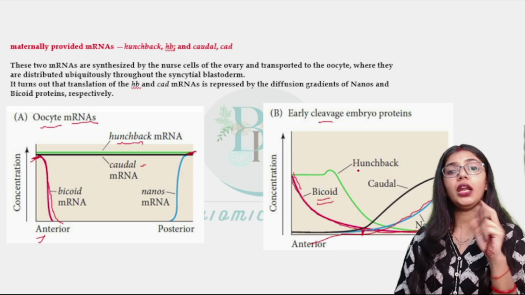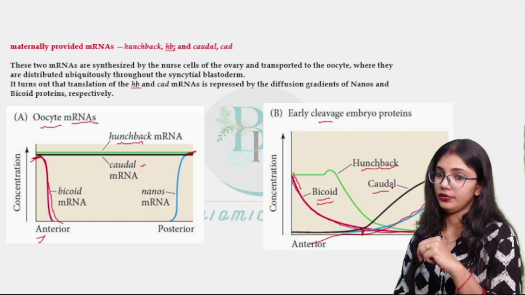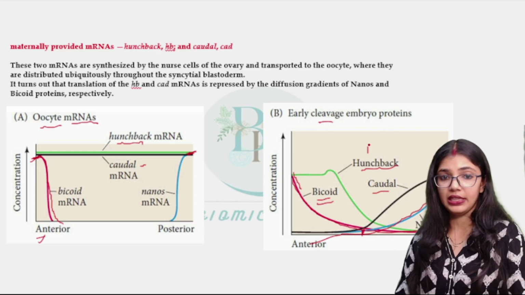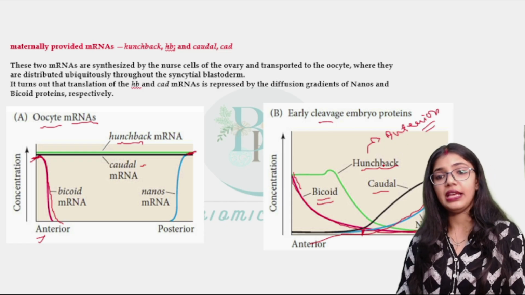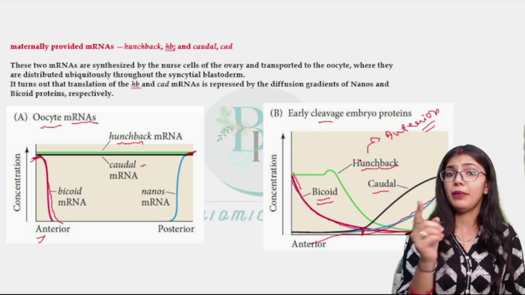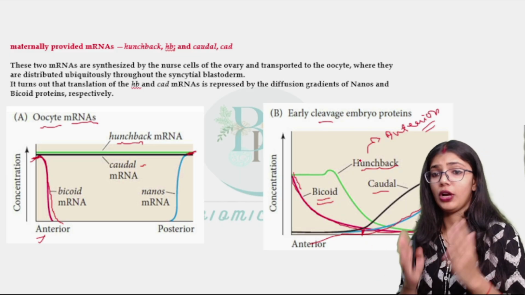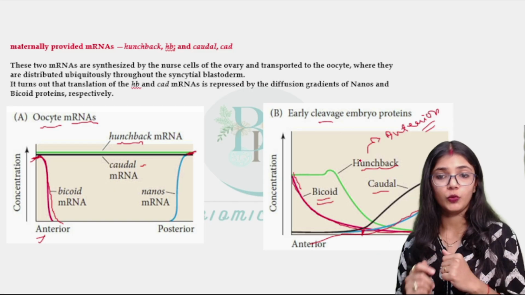Okay, there are two other proteins present over here, known as hunchback and caudal. The hunchback is present in the anterior region; its concentration is more in the anterior region. But before fertilization, they were evenly distributed throughout the embryo. Caudal protein as well was evenly distributed throughout the embryo.